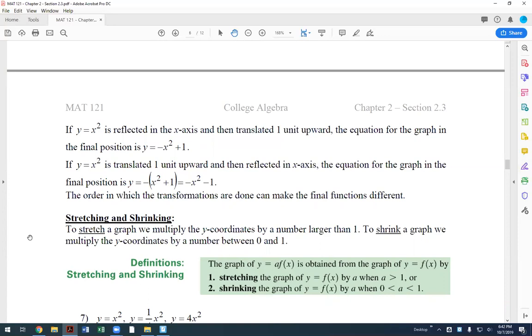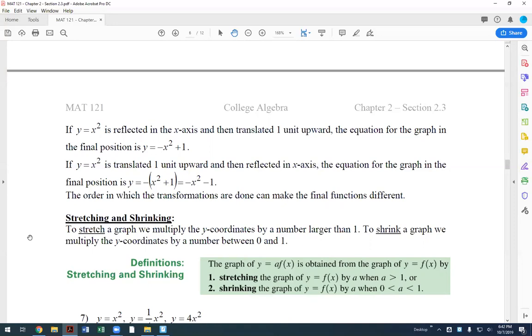But if I change that order, instead of reflecting first and then moving it up, what if I moved it up first and then did the reflection? If I reverse that order, you will notice how our function changes. If you distribute that negative sign, you actually end up getting negative x squared minus 1. This one here was negative x squared plus 1.